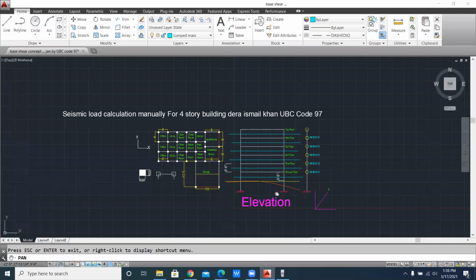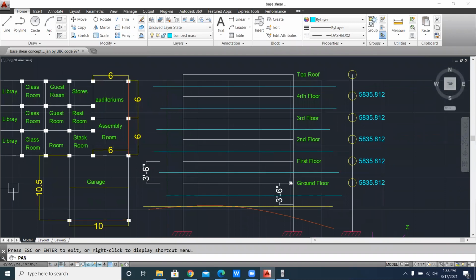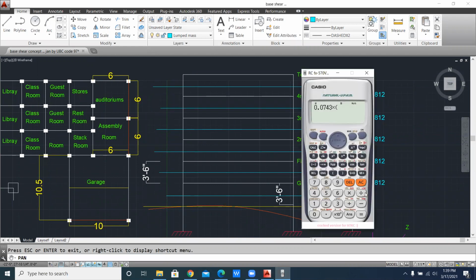First of all, you have a ground floor, from this one to this one, that is 3.5. And how many stories? Ground plus 4, that is 1, 2, 3 and 4. So ground plus 4 means 5. So you can write here 5 cross 3.5, and you get the building height 17.5.